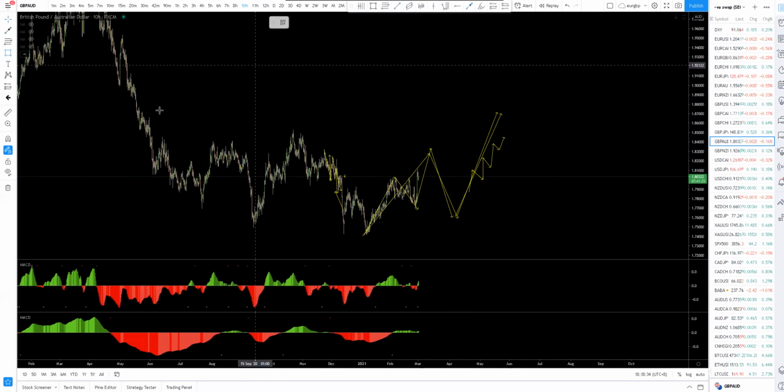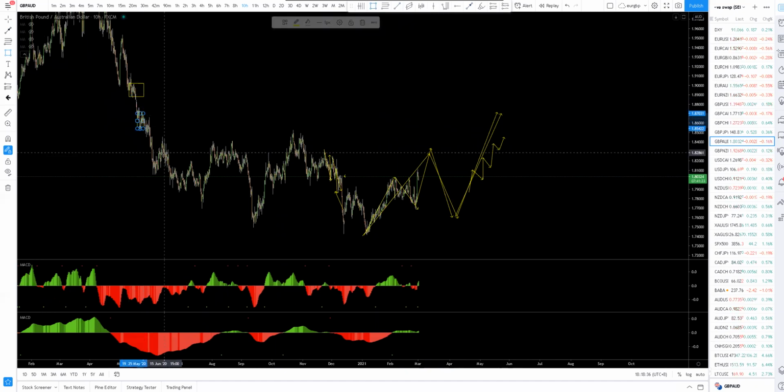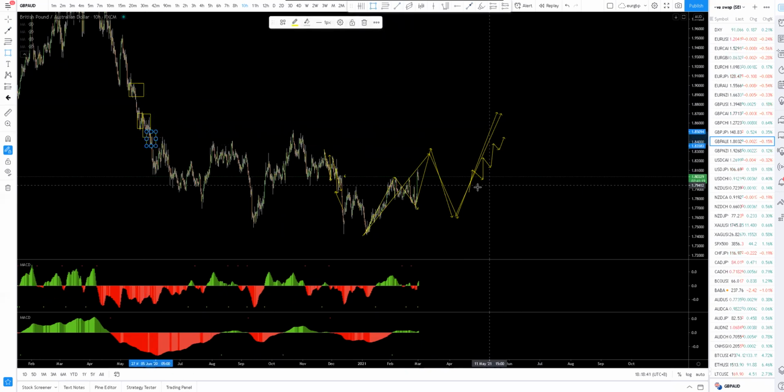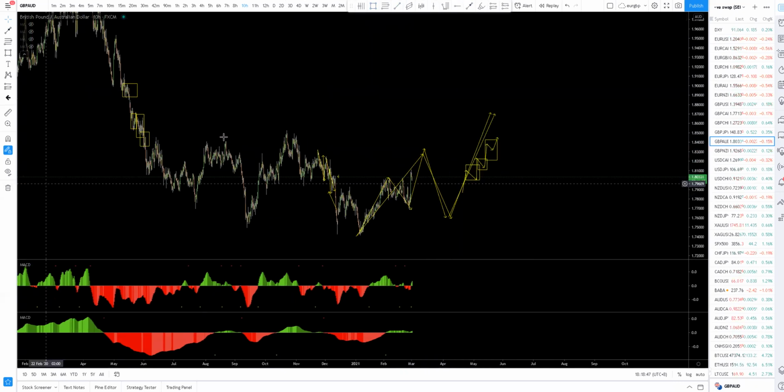You see like here, all this. So showing you how to take this one. All these little flags that break. You see a flag that breaks, a flag that breaks, a flag that breaks. That's one way as well. So there are so many different ways that it could come.